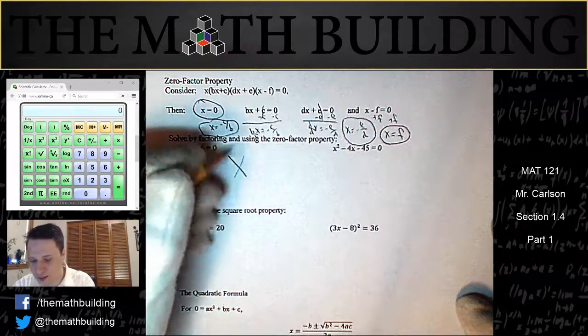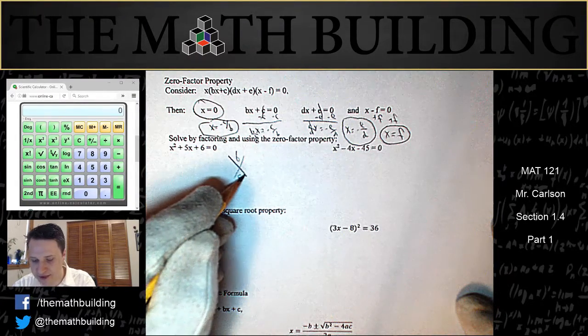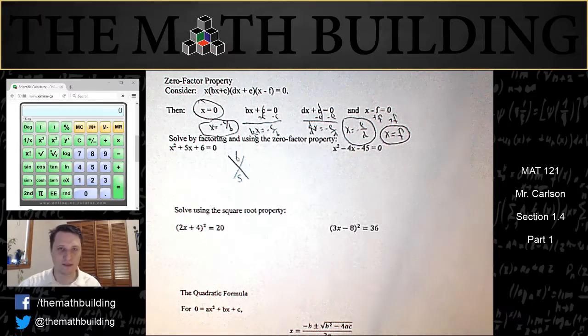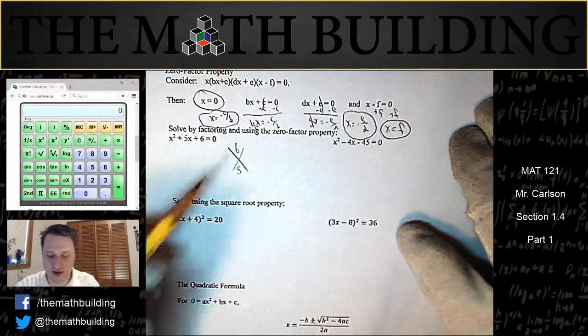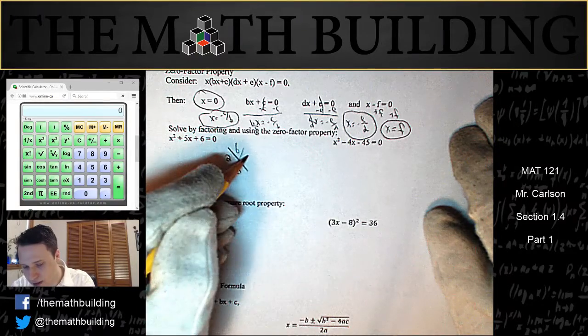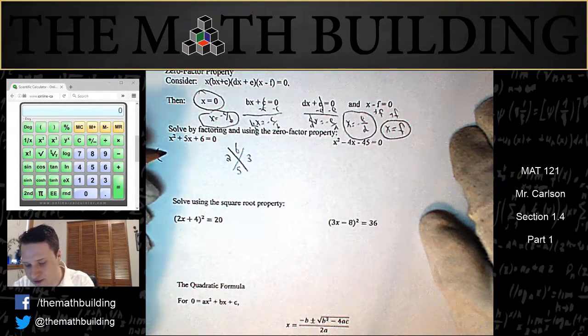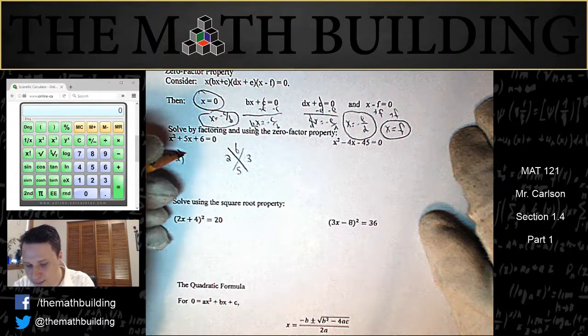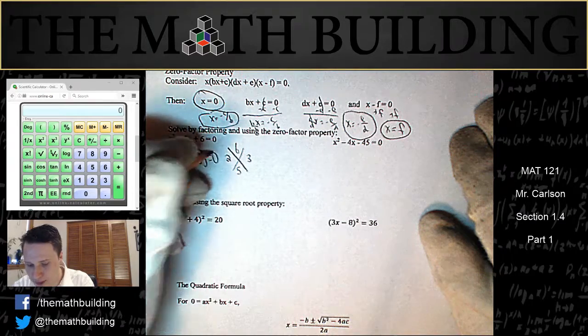The way I like to do them is I need two numbers that multiply to give me 6 and add up to give me 5. Our choices are 1 and 6 or 2 and 3. 2 and 3 will work. 2 times 3 is 6. 2 plus 3 is 5. So this factors to x plus 2, x plus 3 equals 0.